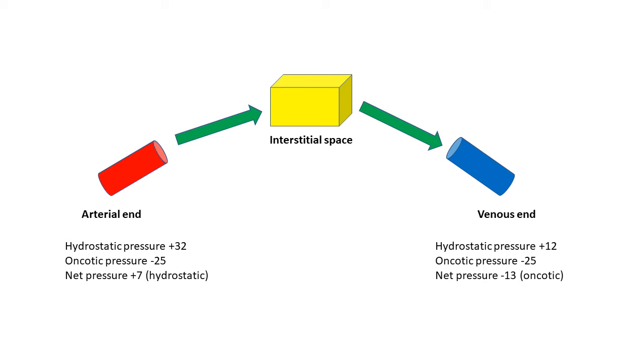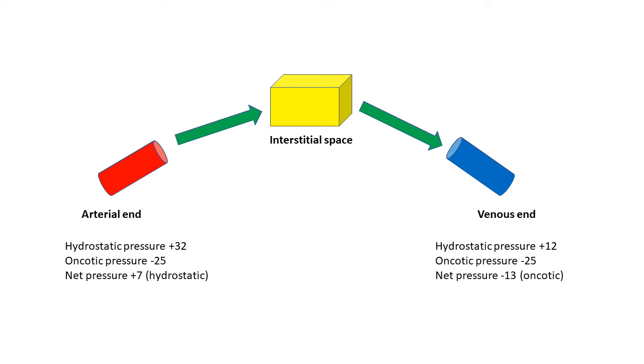So the oncotic pressure is the same, that is 25 millimeter of mercury. So the net pressure at the venular end, here the oncotic pressure is high. So minus 25 plus 12, that is a net pressure of minus 13. That is 13 millimeter of mercury of oncotic pressure.